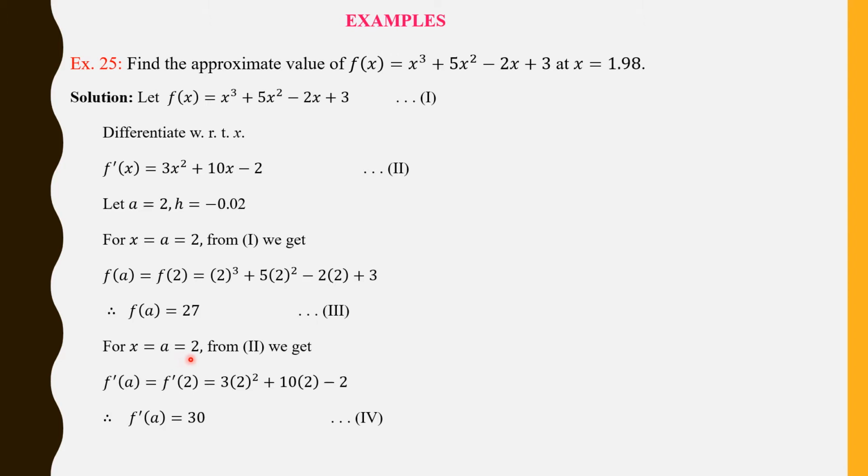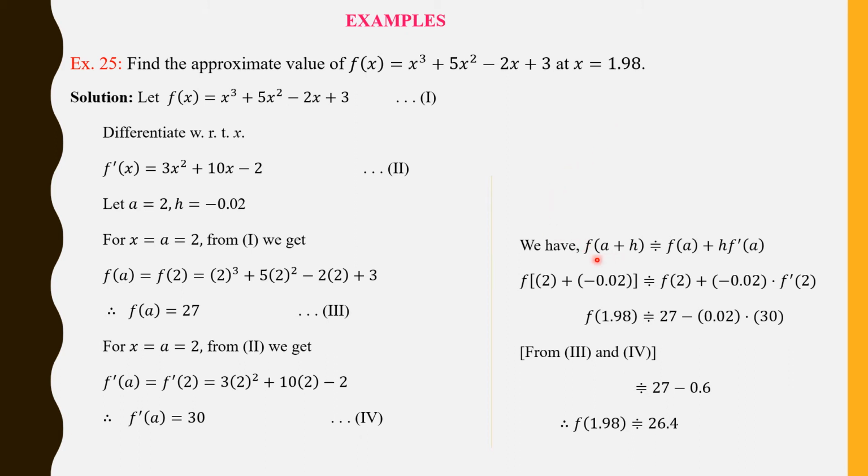For x = a = 2, from equation 2, f'(a), that is f'(2). Put the value of x as 2, then we get 3 into 2² + 10 into 2 - 2. Simplifying, we get 30. Hence f'(a) is 30, denoted by equation 4.